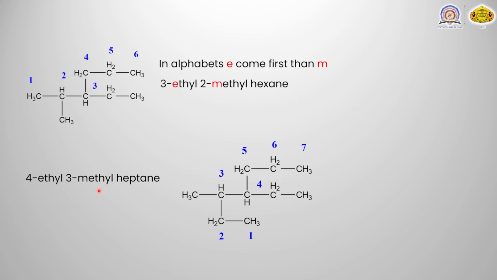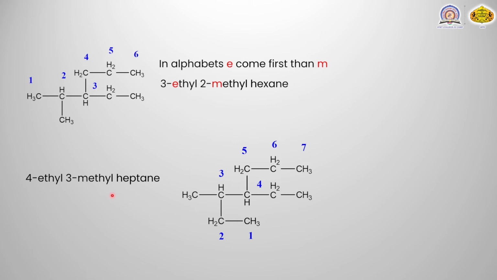As we discussed earlier, the numbers are excluded when alphabetizing while writing the name of an organic compound. So E comes first, followed by M. So 4-ethyl, where 4 represents the actual position of that ethyl group, that is, at the fourth position there is an ethyl substituent. So 4-ethyl 3-methyl heptane. The name of the compound will be 4-ethyl 3-methyl heptane.